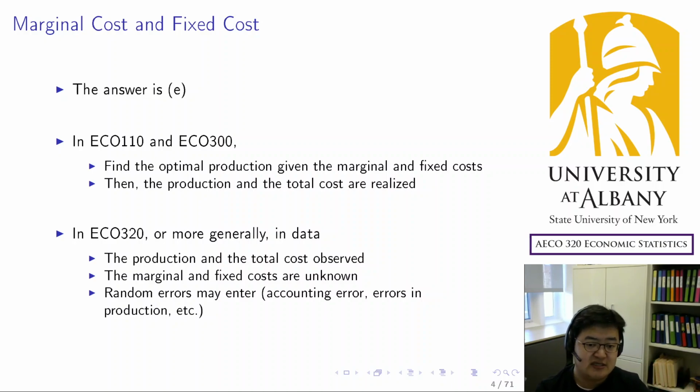And also, as I said, random errors can occur. Like accounting error may happen, and errors in production may happen. You may miscount your actual production, or some manufacturer. There may be some manufacturing mistakes, so you may lose some of your productions. They may not be good enough to sell on the market. So in the end, a lot of things happen in reality, and that's the data.